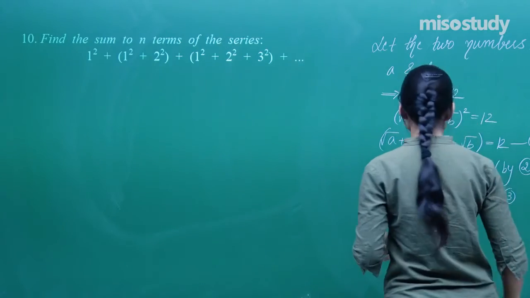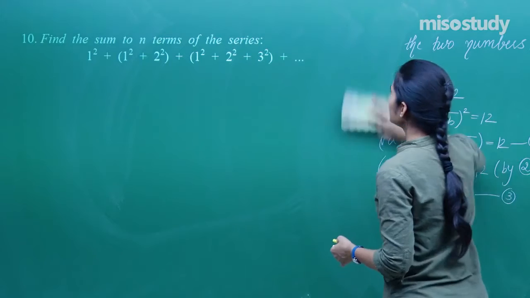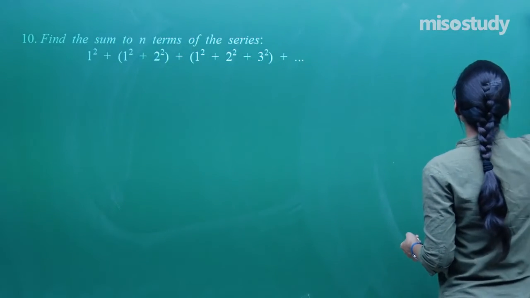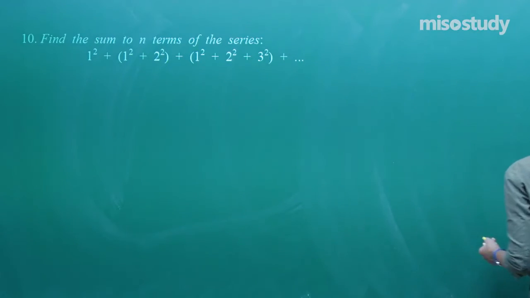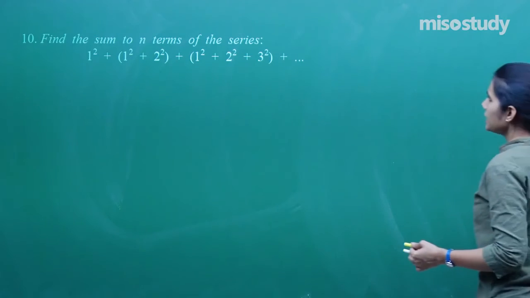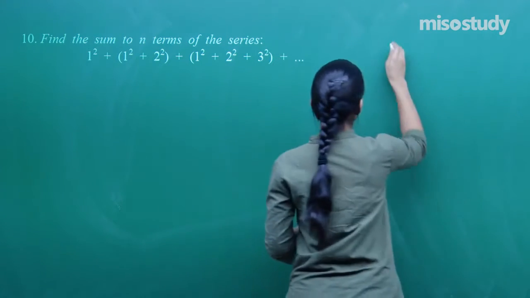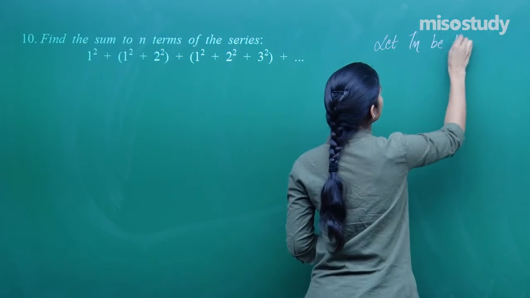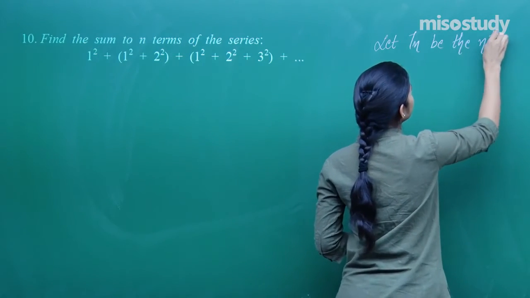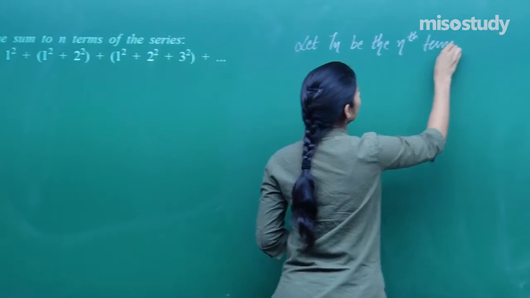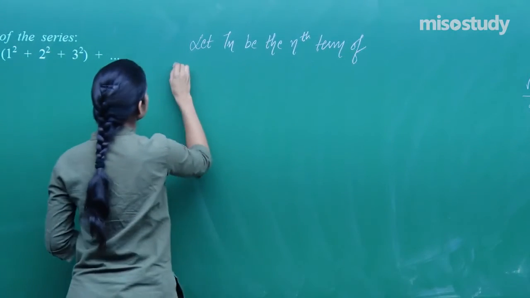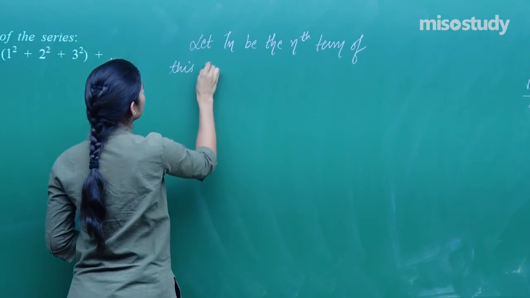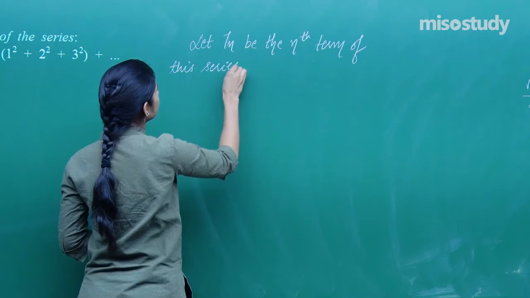Last question says find the sum up to n terms of the series, which is this. Now carefully observe the first, second, third term of this series and try to decode the nth term of this series. Let Tn be the nth term of this series. What will be Tn?